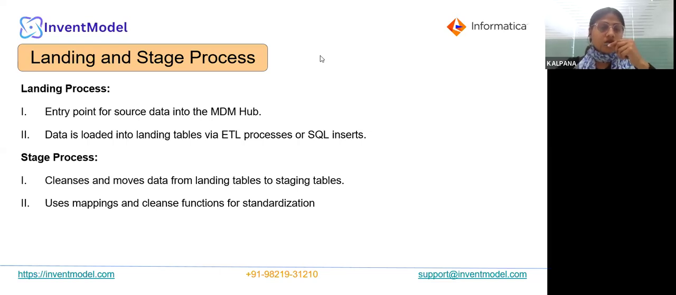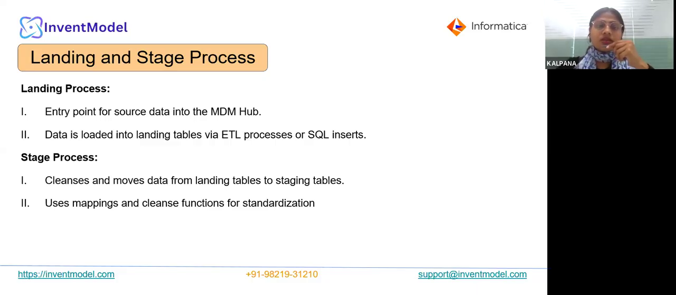In the backend, we use an Oracle database where we add the data into the landing table. Then our need is to move our data from the landing table to the staging table. Here we use some mapping functions and some cleansing functions for the stage process. So now we create our stage process.